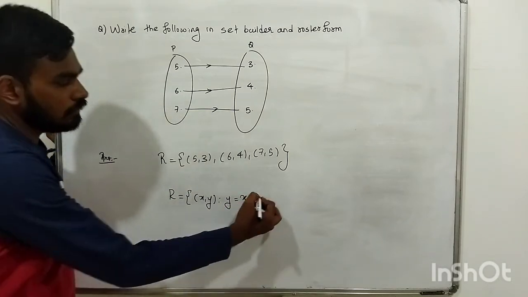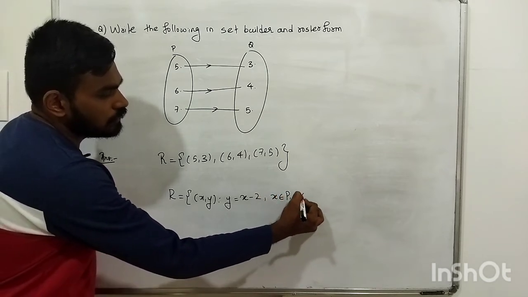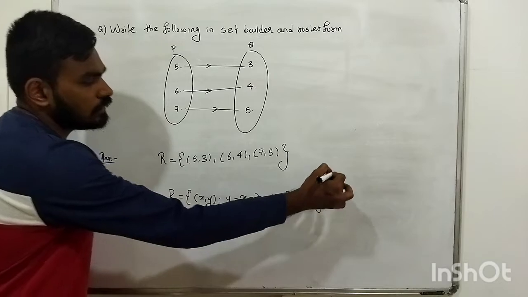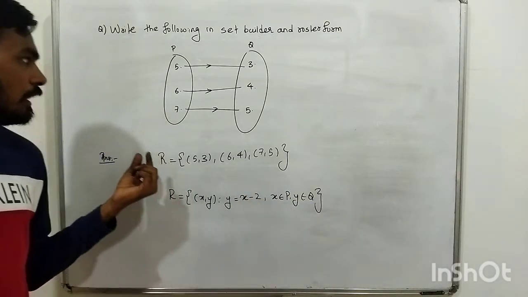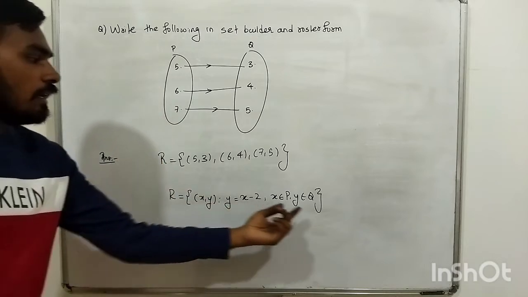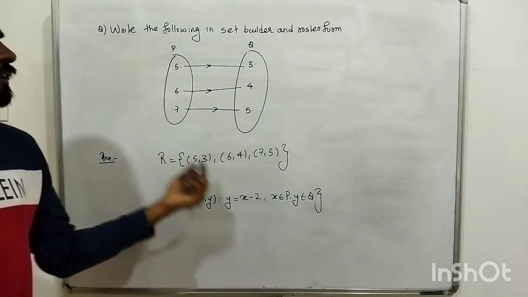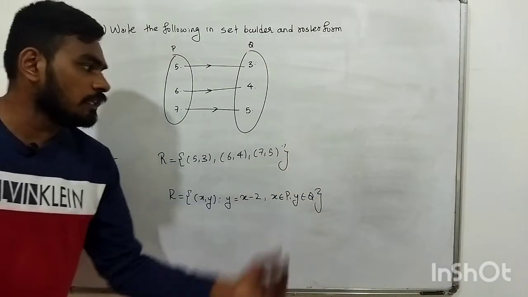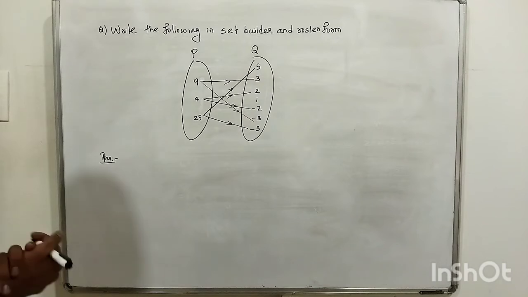y is x minus 2, where x belongs to P, y belongs to Q. So this is the relation. x belongs to P means x is from P. y belongs to Q means y is from Q. Similar, so one more we'll see.